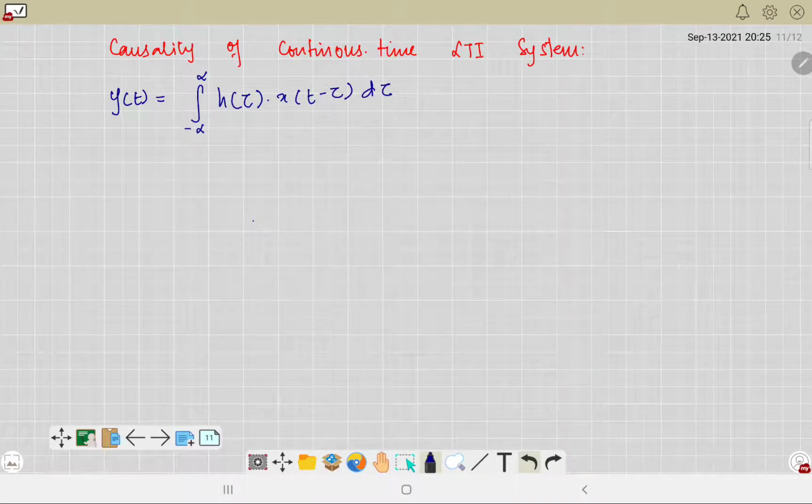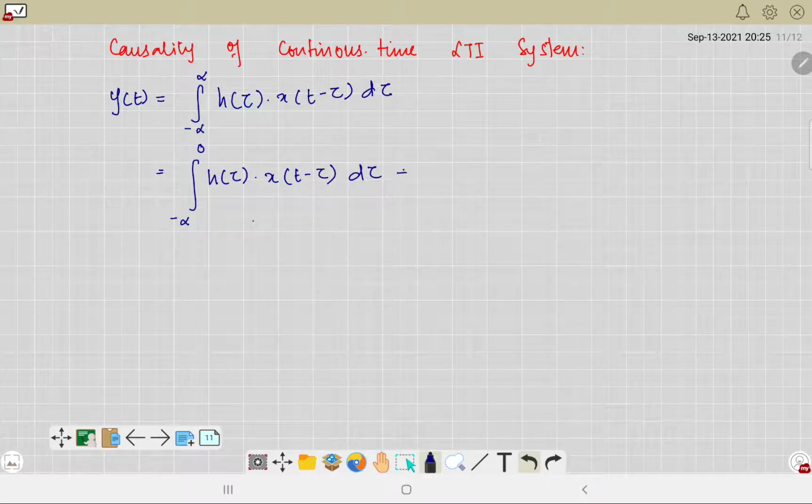Yeah, the other way around. You know that this convolution is commutative, so you can also put it like x of tau into h of t minus tau. But for expressing the causality, this representation of the convolution is more apt, right? So what I will do is break this integral into two parts. First one from minus infinity to 0, h of tau, x of t minus tau, d tau. And the second integral will be from 0 to infinity, h of tau, x of t minus tau, d tau.